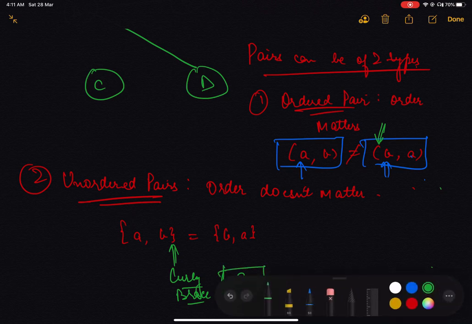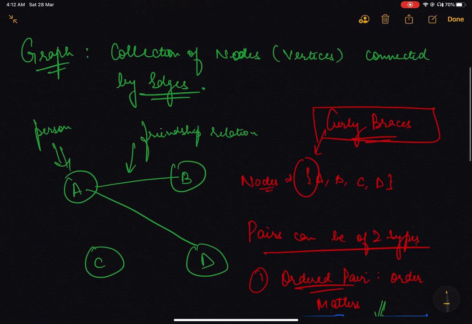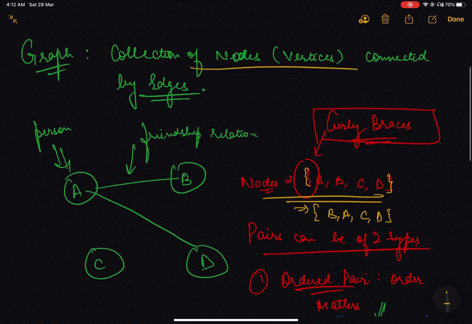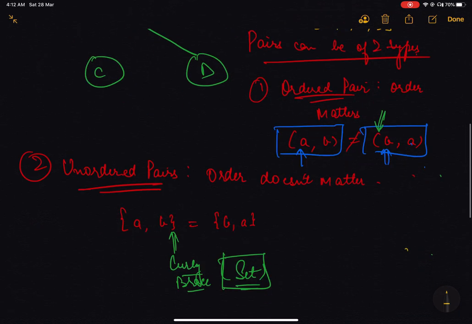Let us go back to our definition. We told that a graph is a collection of nodes. As I have represented the nodes by a set or by curly braces, this means the order of nodes doesn't really matter. We could have written this as B, A, C, D as well. Okay. So graph is a collection of nodes and edges.